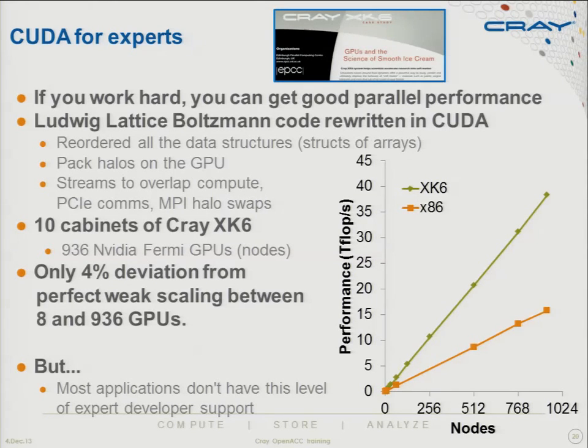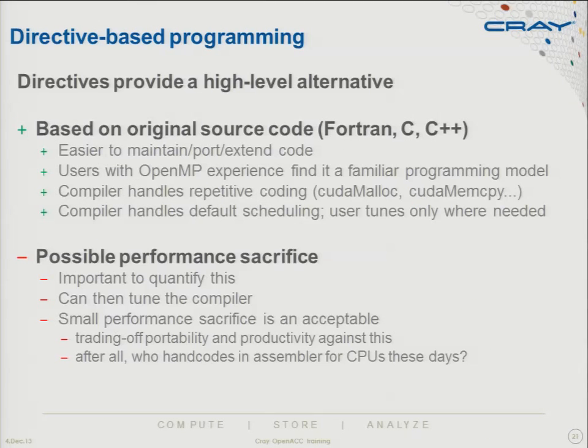But if you do it, you can get great performance, and you can see here the speed up of a lattice Boltzmann code on GPU. This is even on the Fermi GPUs compared to the CPU. But this was done at EPCC in Edinburgh with expert developers who worked on it full time. Not everybody has that degree of expertise and time to do that.